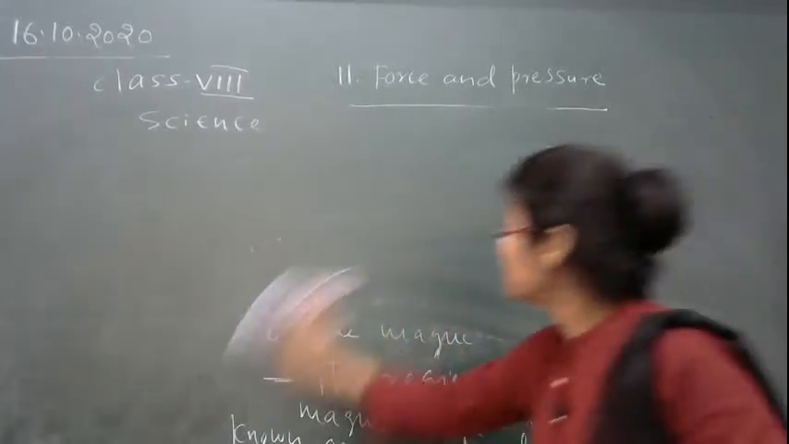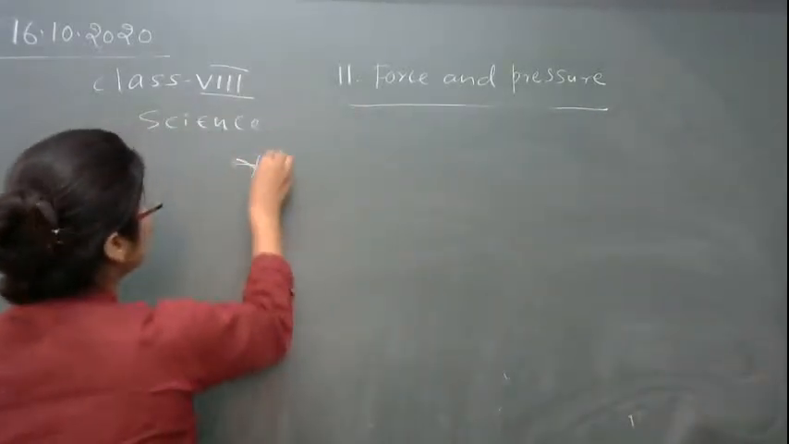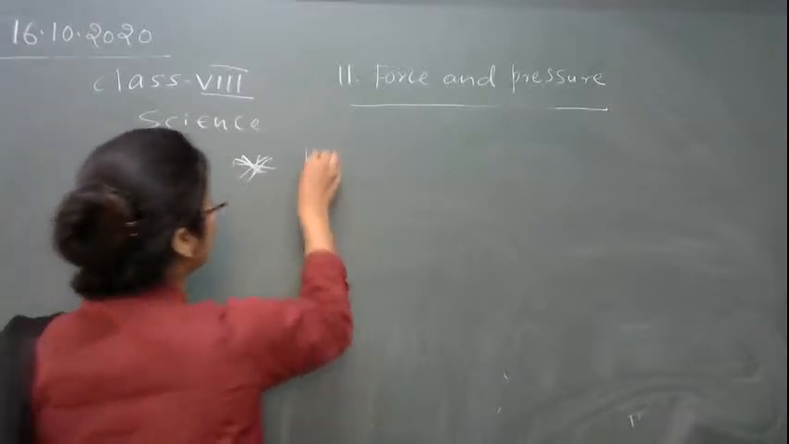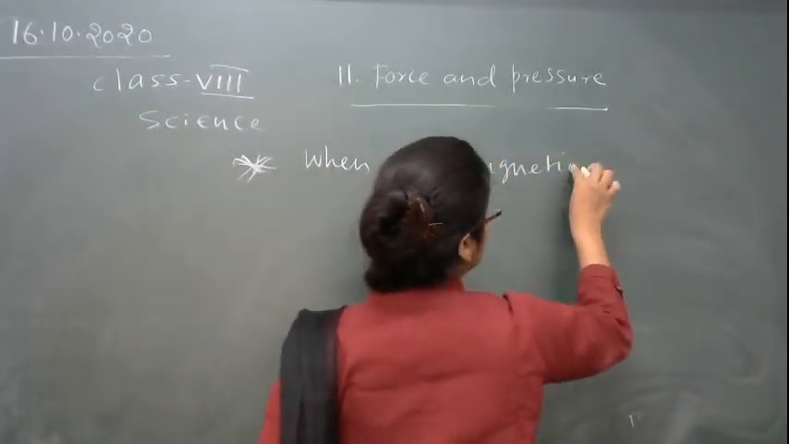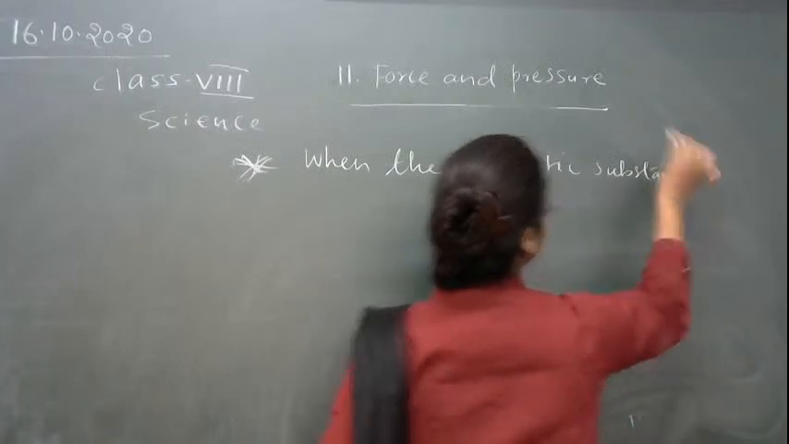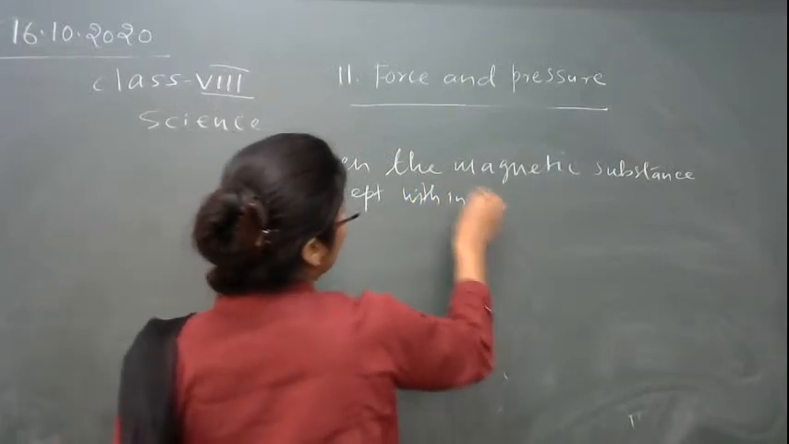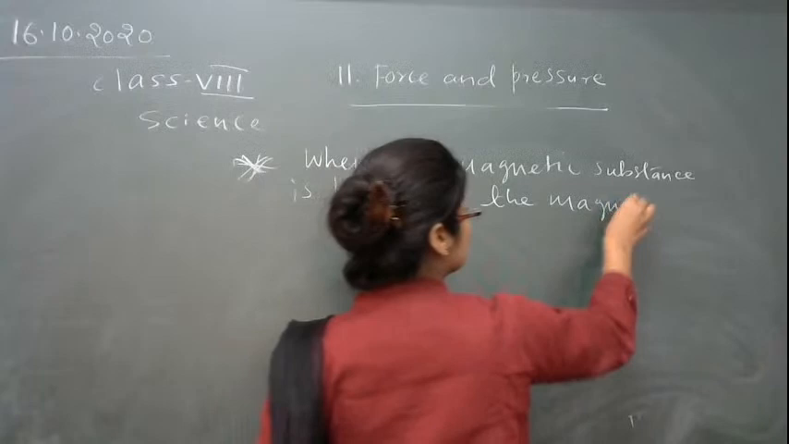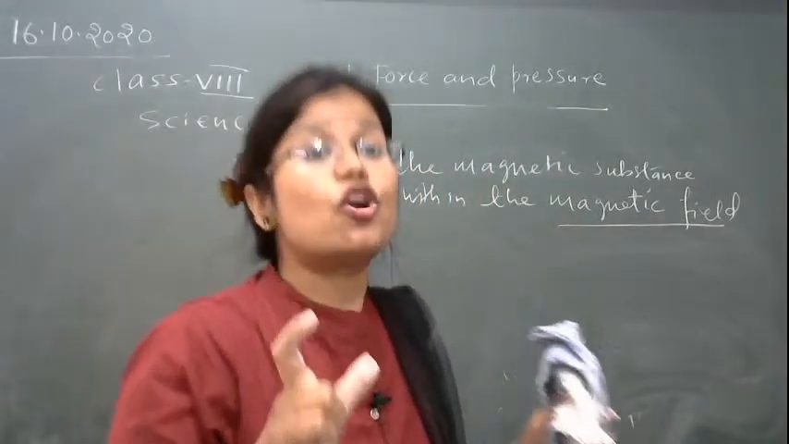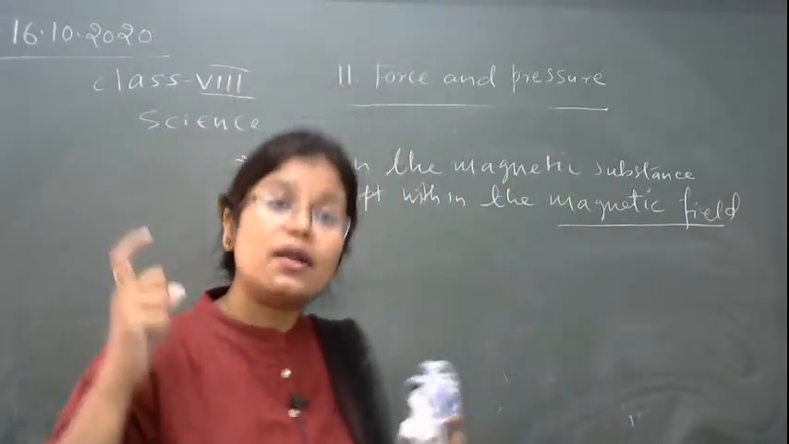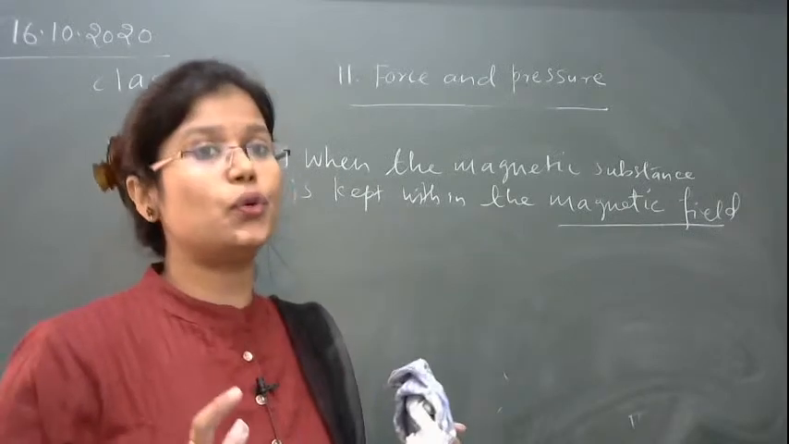Now, here I can write down one more point, the third point: when the magnetic substance is kept within the magnetic field. Now you got the idea, you got the actual visualization of the magnetic field, what the magnetic field actually represents. The physical concept part should be clear to you.